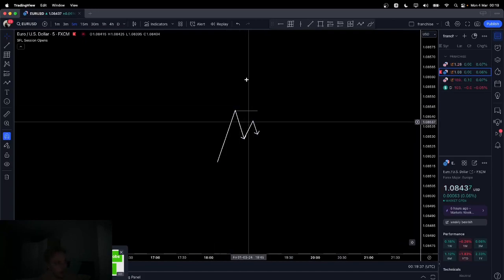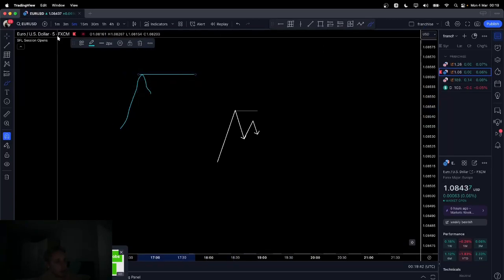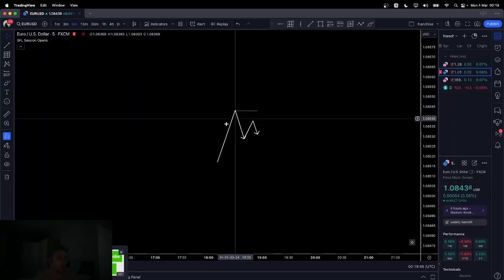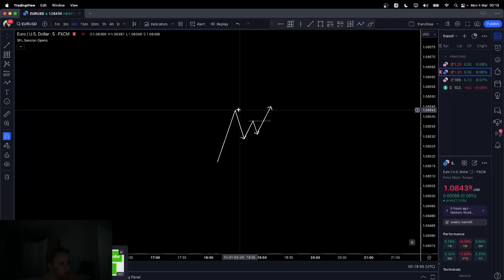No. Any move up and move down is a high. So why do we care about this one if we've got a new high? So this one's now relevant. So then if we break this, we've got a break of structure. It doesn't have to break this one.